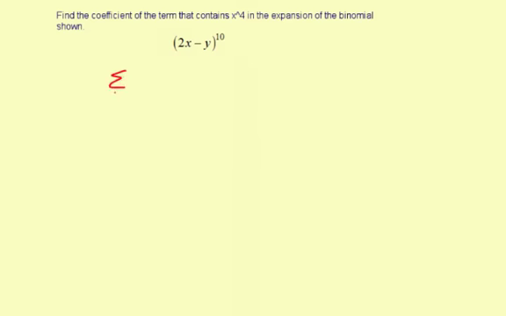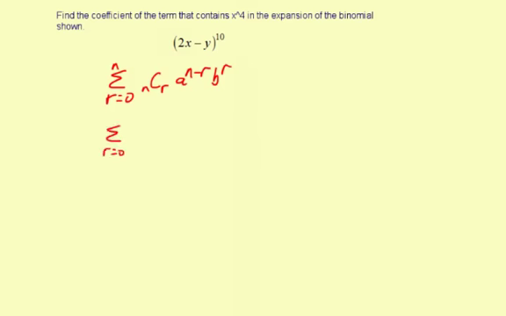So there's the sigma for the series, and then r equals 0 to n, and n is actually the power here, so that's 10. And then it's going to be n combination r, and then times a to the n minus r times b to the r. So the a is the 2x and the b is the negative y. So let's substitute everything in here that we know.